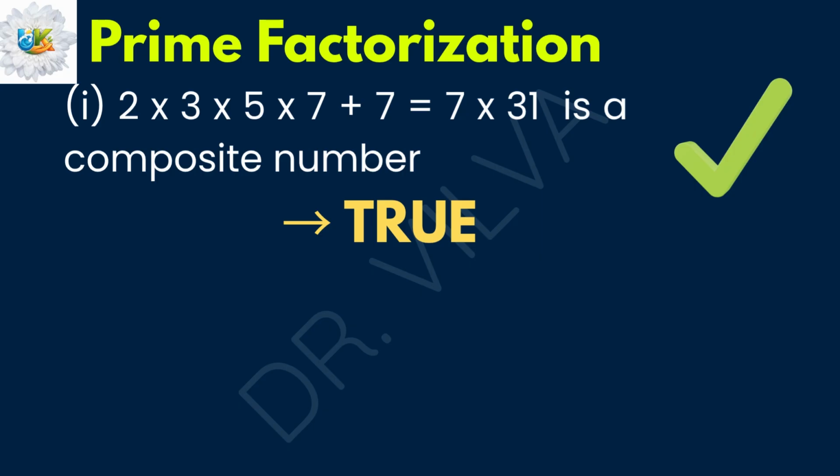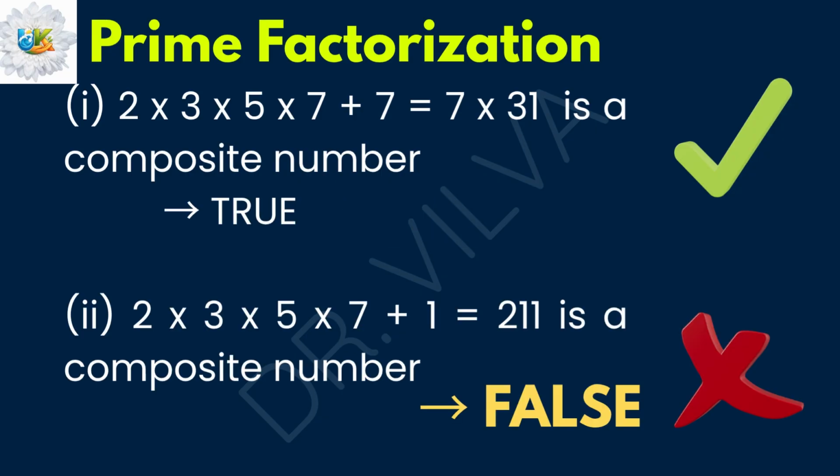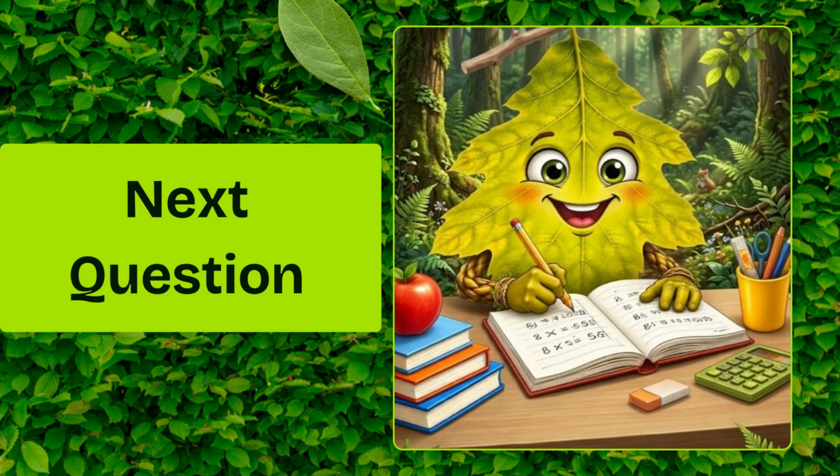Coming back to our problem, the first statement is true because we could easily factor out a 7, making it composite. The second statement is false because the total adds up to 211, which is a prime number. Moving on to our next question.